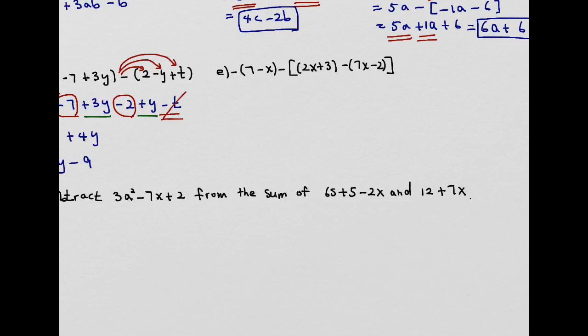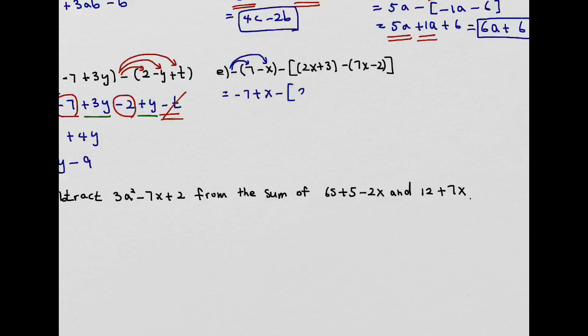E. We have a lot of grouping, so we're going to open all of them, right? I can distribute this negative to open this parenthesis because inside the parenthesis I don't have a like term to combine. So it will be negative 7 plus x, right? Because you're distributing into both terms. And then minus, I will leave the bracket itself.